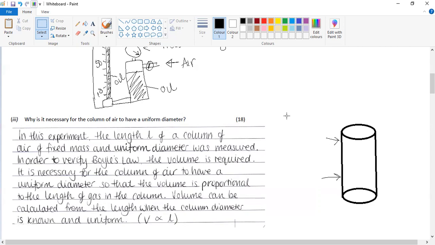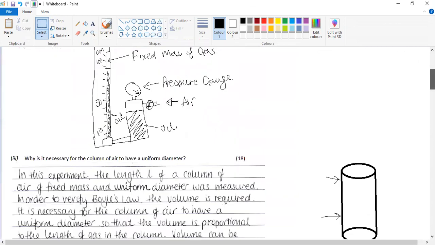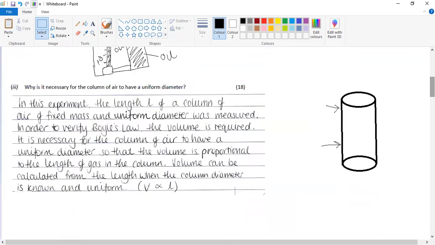If we're trying to verify Boyle's law, which we are, the volume is required. So all up here, we're talking about pressure and volume. When we stated Boyle's law, we're talking about pressure and volume. But when our student went off and did their experiment, they were talking about length. But they did say that their column had uniform diameter. So if you want to get to the volume, you need to make sure it has a uniform diameter. So this is how he explained: in order to verify Boyle's law, the volume is required. So you need volume because you're talking about pressure and volume, and we don't have it directly.